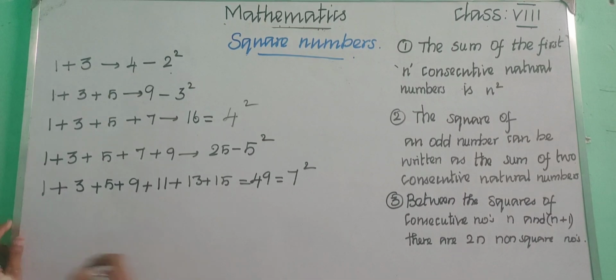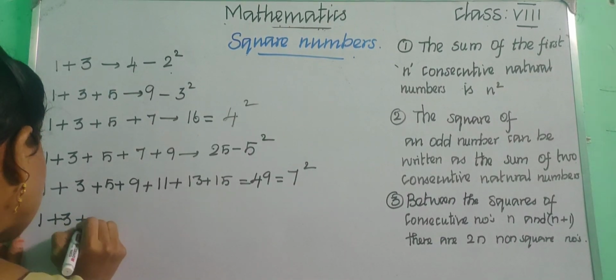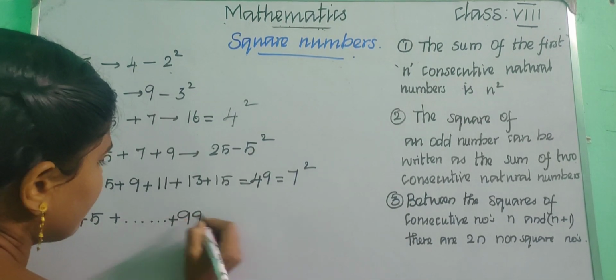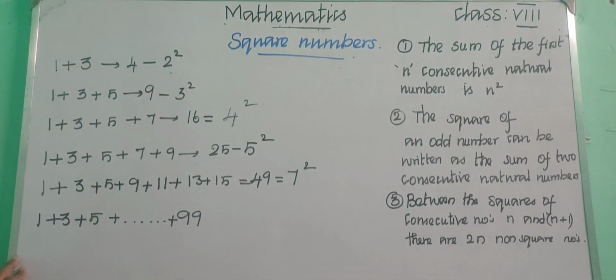And again, if I am having 1 plus 3 plus 5 and so on up to 99, what will you get for this? We are having the numbers up to 99. Okay, children, so we are listing all the consecutive odd numbers up to 99. How will you find the answer for this? Simply up to 100. How many odd numbers are there from 1 to 100? 50 odd numbers and 50 even numbers, right?